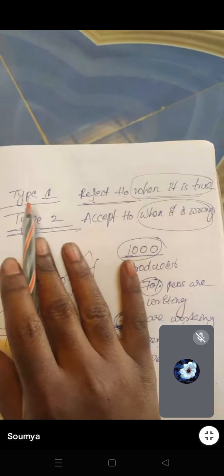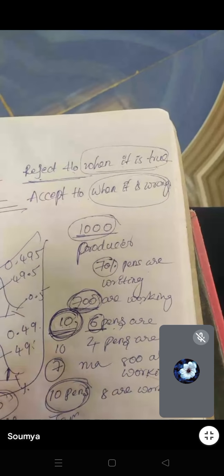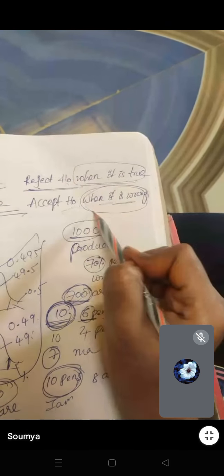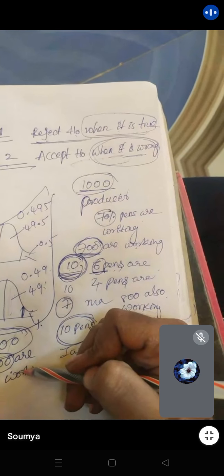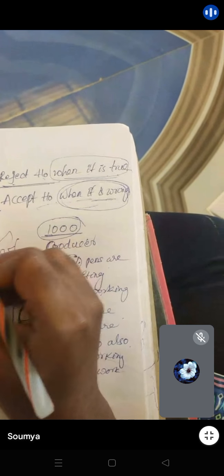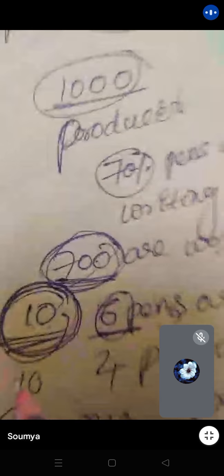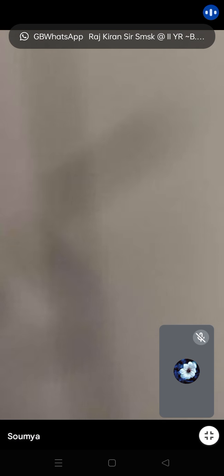Did you understand type 1 error and type 2 error? Yes, ma'am. So you are accepting, but after checking only 600 pens are working. That means you are going for type 2 error. So these are the test procedure and type 1 and type 2 errors. You have the problems here.